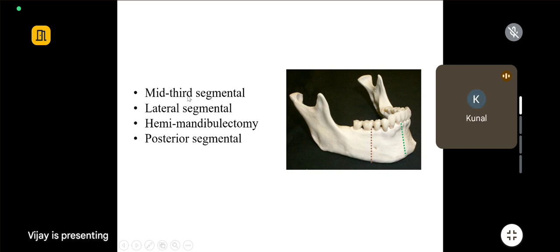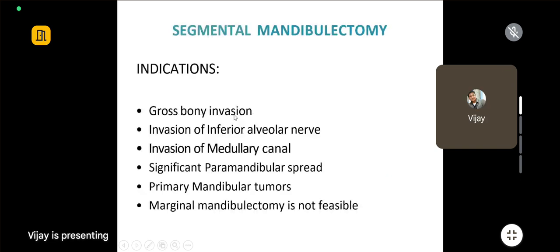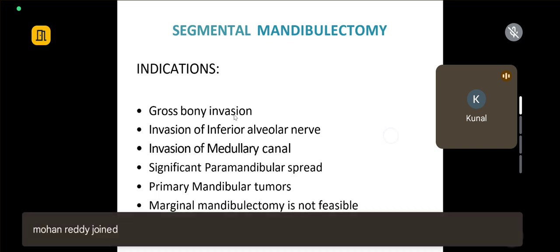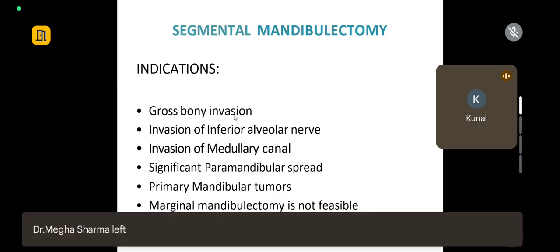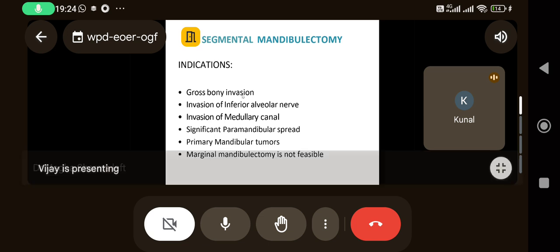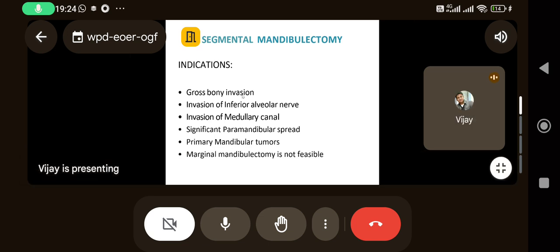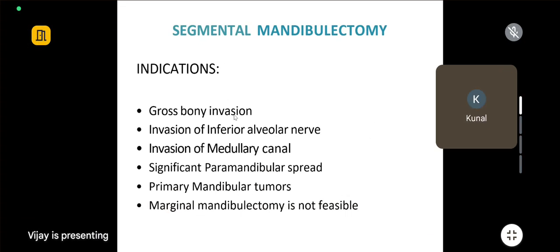Vijay, sir, you have left one more indication for segmental mandibulectomy. Do we do marginal after radiotherapy? Suppose a patient has got radiotherapy, will you do marginal or segmental? Yes, but I had mentioned that in the contraindications of marginal mandibulectomy. So patients who underwent radiotherapy, or an edentulous mandible, are also indications for segmental mandibulectomy. Okay, thank you, sir. Okay, go on.